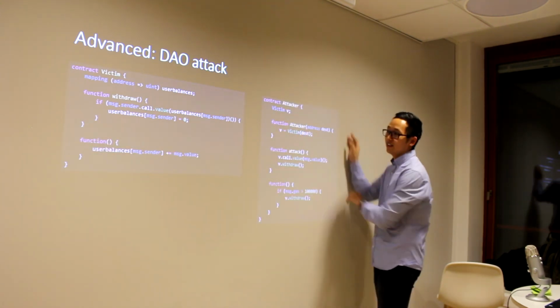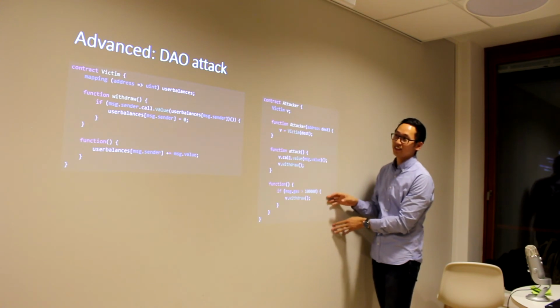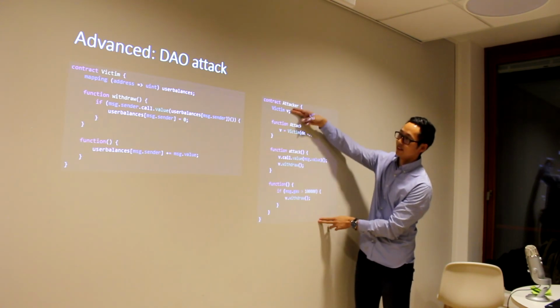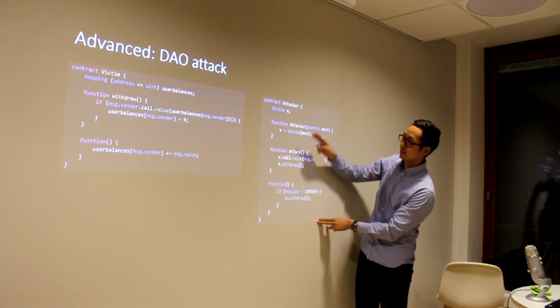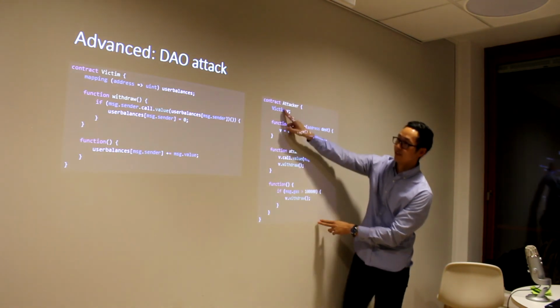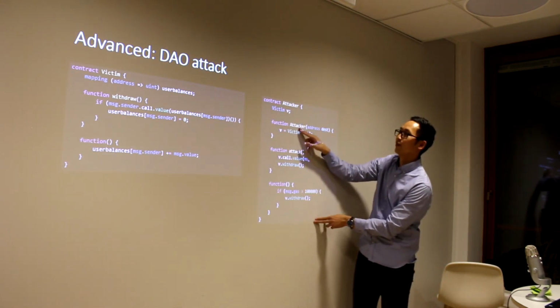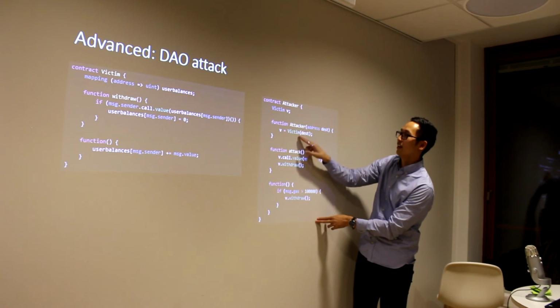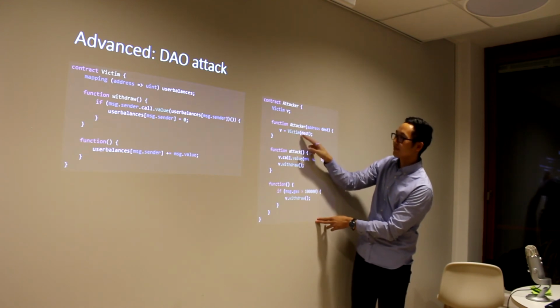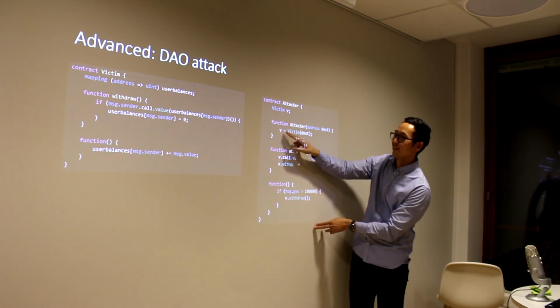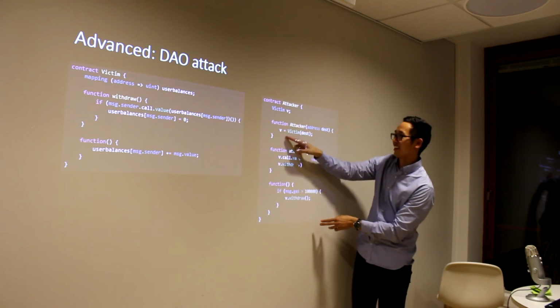And then we have the attacker contract, the interesting stuff here. We have an instance variable called b that references that contract. And then we have a constructor that sets a reference to that contract.